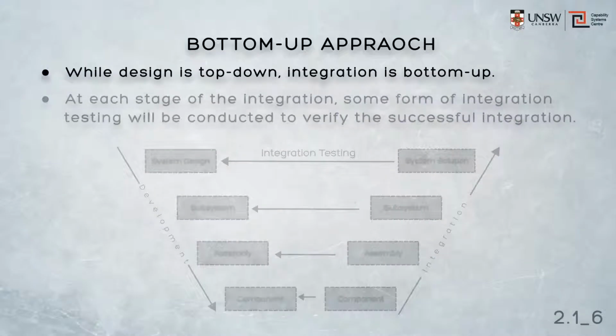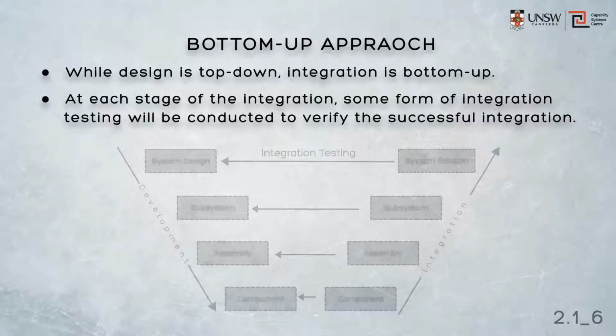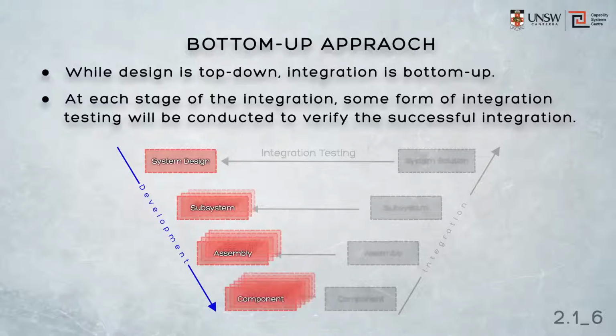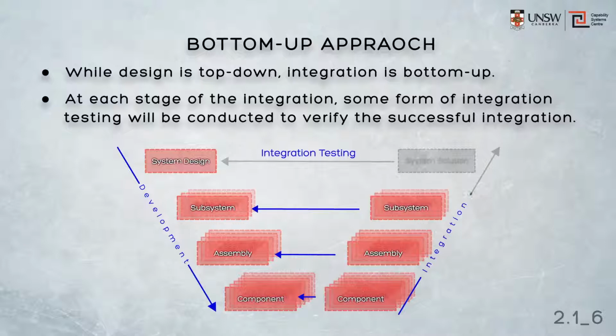Of course, the flip side of top-down design is bottom-up integration. We can see here another representation of top-down design on the left-hand side of the diagram. The system is decomposed into subsystems, subsystems decomposed into assemblies, assemblies decomposed into components. And that's the development. On the right-hand side of the diagram, though, we have the flip side of top-down design, which is the bottom-up integration. Components are built, tested, and then integrated into assemblies. The assemblies are then tested and integrated into subsystems, which are then tested and integrated into the final system. The system is then finally tested for its desired system properties, and so we've completed that cycle of top-down development and bottom-up integration.